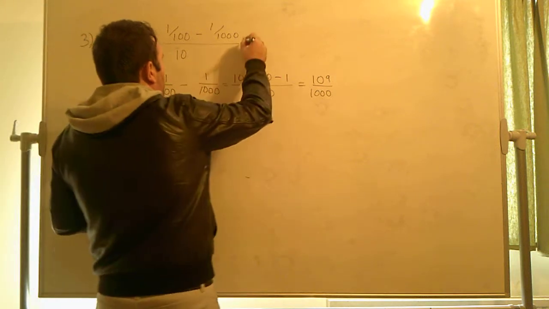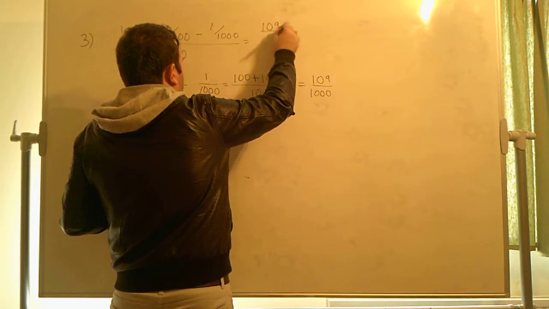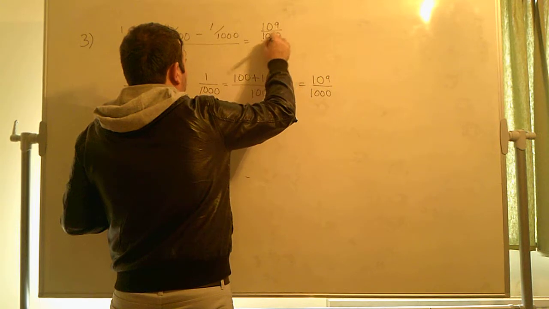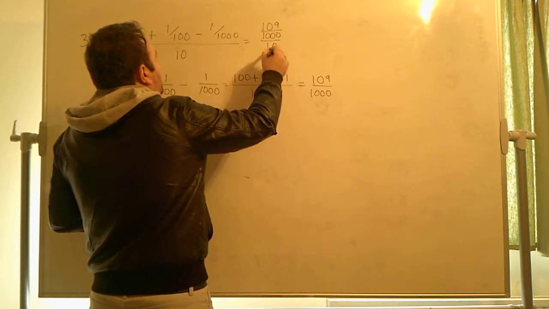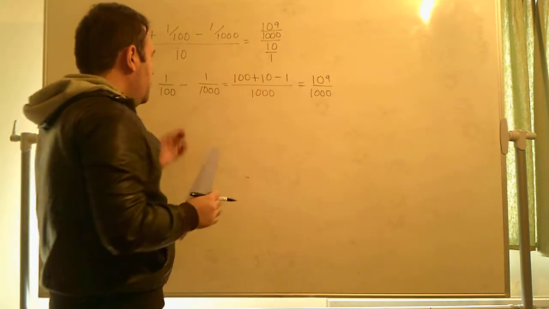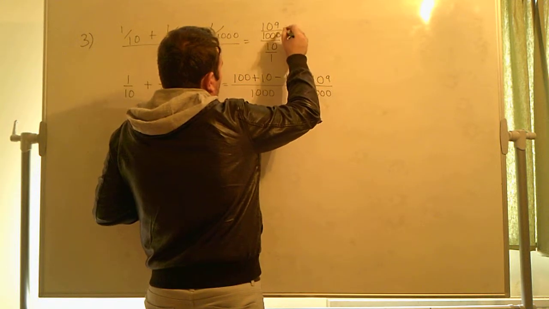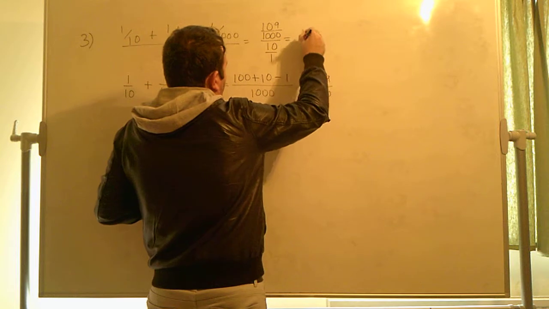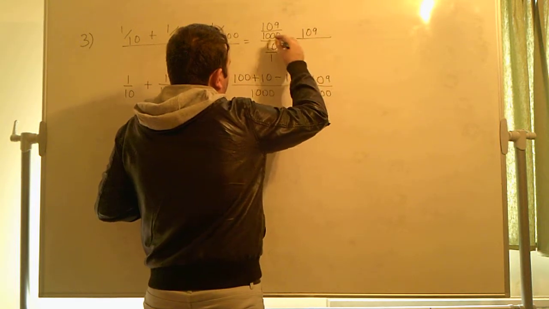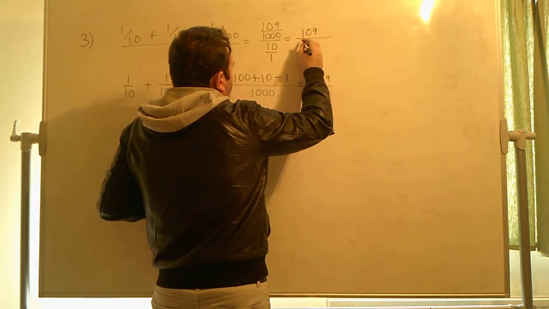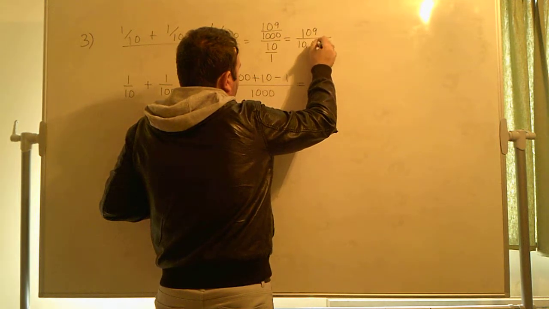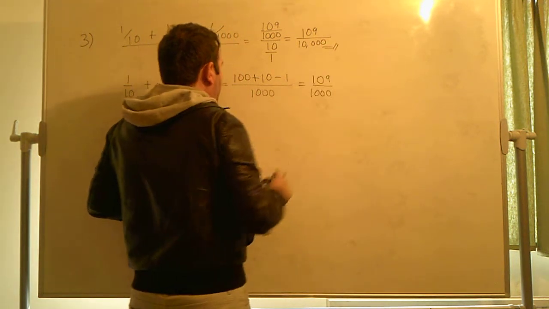So this would be 109 divided by 1000, divided by 10. And then this 10 is divided by 1. So we apply the rule, and this will be 109 times 1, divided by 10 times 1000, which would be 10,000. And this would be the final result.